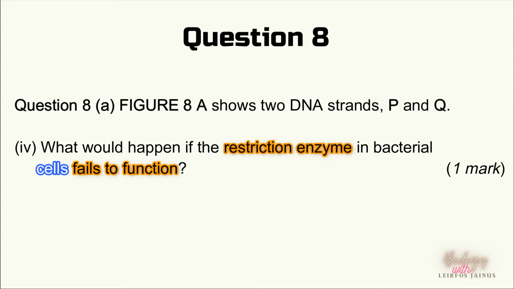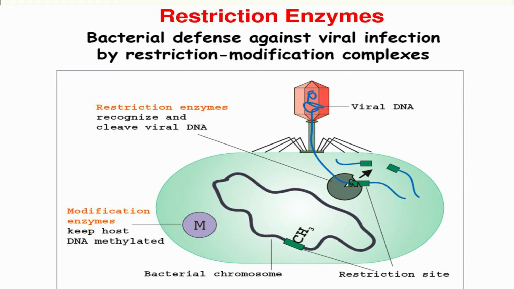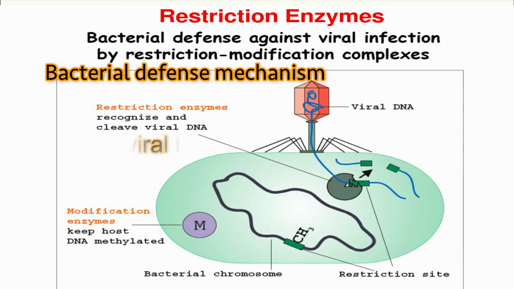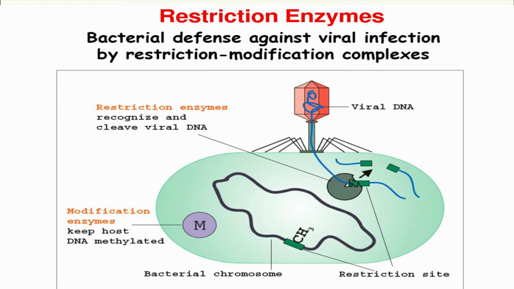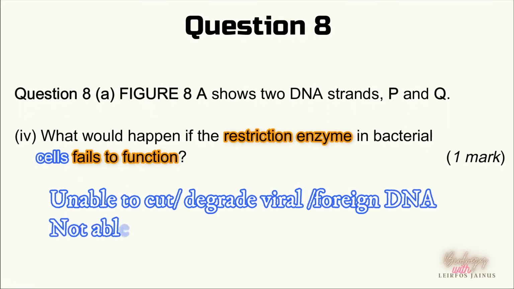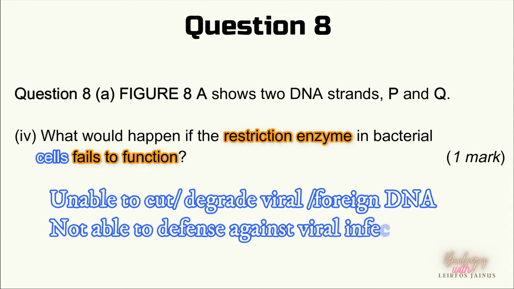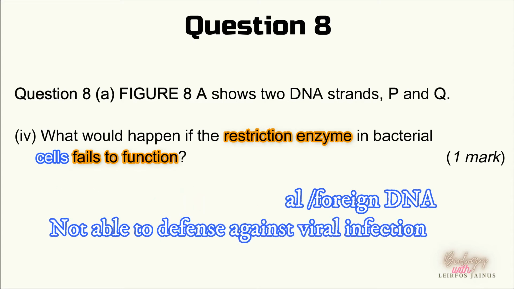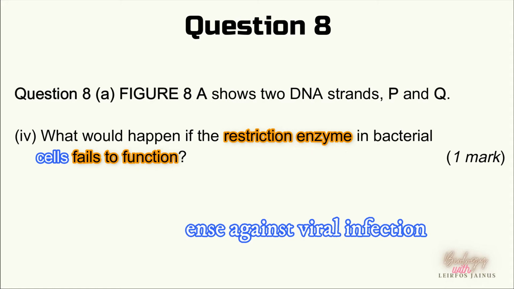The natural function of the restriction enzyme within the bacterial cell is to cut the viral DNA. If the restriction enzyme becomes non-functional, it will be unable to cut or to degrade the viral DNA. So the bacteria become unable to defend against the viral infection.